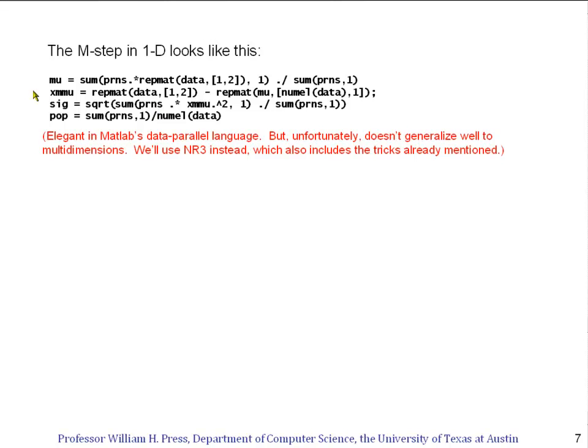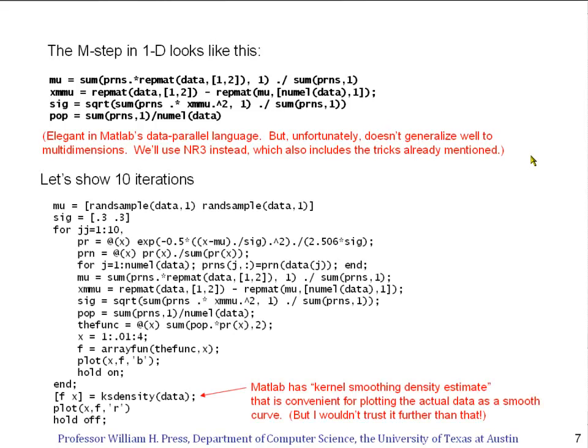Now the M step is just that step where we take the weighted average of those positions and find the mean and standard deviation of each component. And I've done that here in the elegant MATLAB data parallel language, which unfortunately makes the code a little hard to read with these repmats, repeat matrices, and so on. So I'll let you puzzle this out, or else recode it yourself in your own favorite computer language. Unfortunately, this simple data parallel version of the code doesn't generalize to multi-dimensions anyway, and that's part of the reason I'm not going to bother to teach it all to you here.